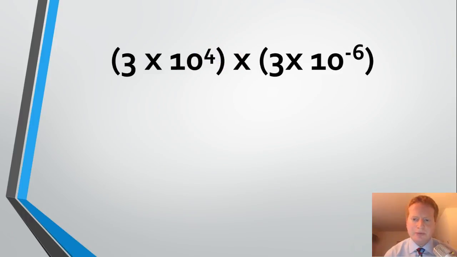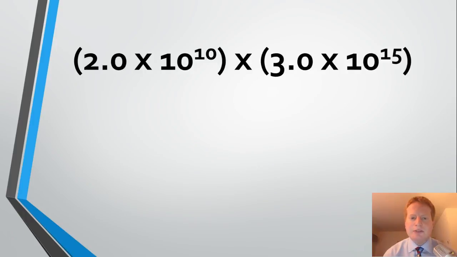Try out this one. What did you get for this one? Be careful with the negative. Watch what that means. So in this case, we would get 9 times 10 to the second. So if you look, 3 times 3 will give you 9, and a 4 plus a negative 6 will actually give you a negative 2. So be careful with those positives and negatives.